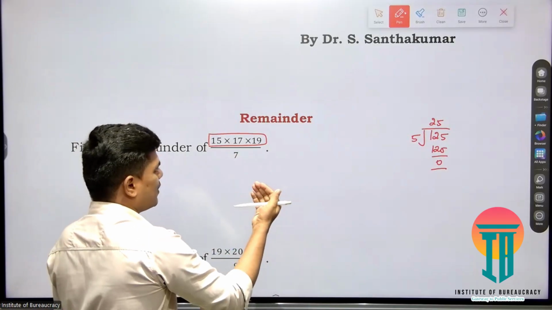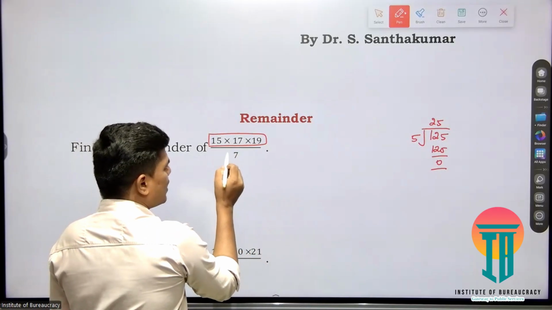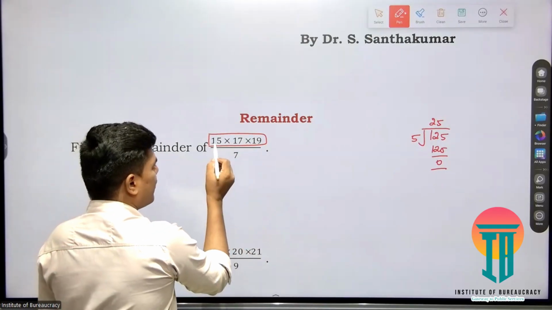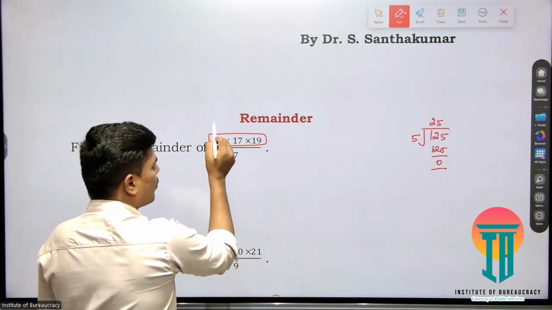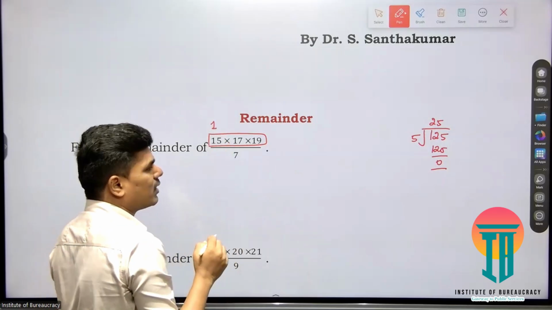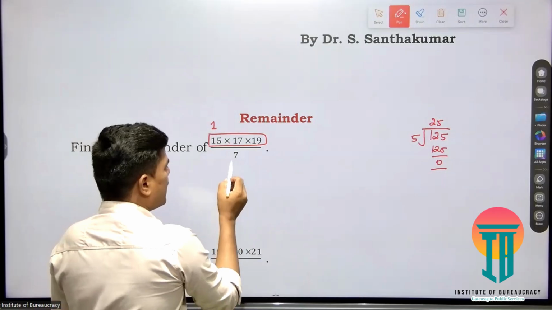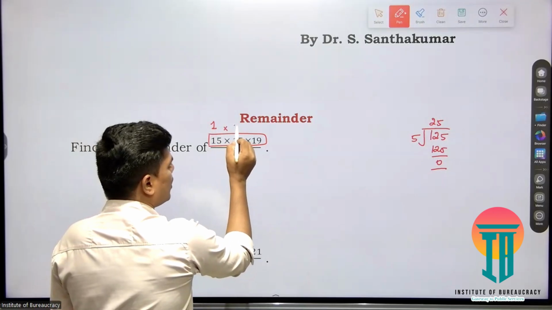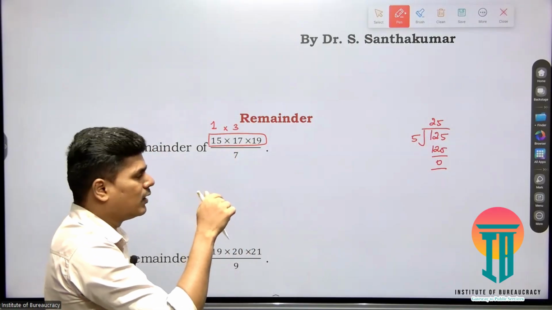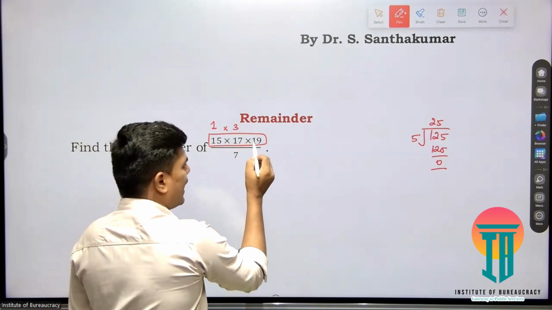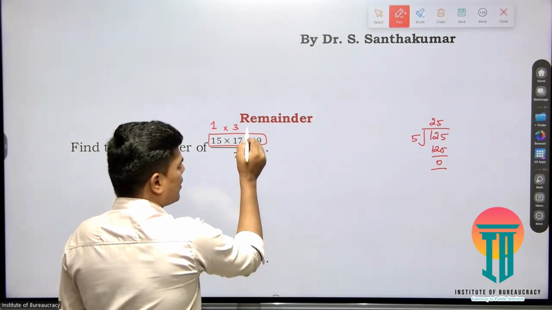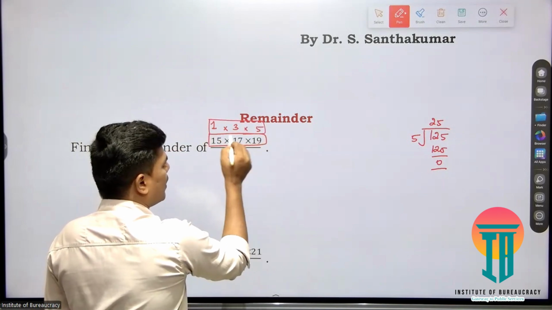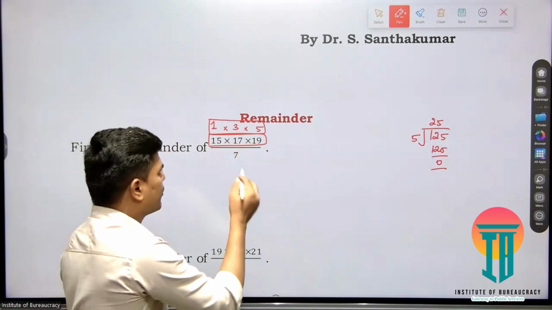What does the remainder theorem say? You divide each number by 7 individually, which means when I divide 15 by 7, you write only the remainder. The remainder is going to be 1. Again, when I divide 17 by 7, the remainder is going to be 3. Remainders alone you have to take. Similarly, when I divide 19 by 7, the remainder is going to be 5. Now you have written all the remainders. You multiply all the remainders.